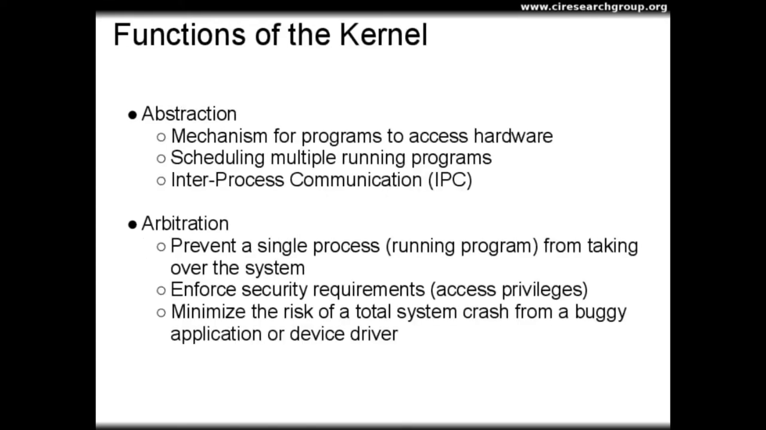A kernel provides two functions, the same two functions as any operating system. It provides abstraction and arbitration. The kernel provides abstraction in the sense that it provides a mechanism for programs to access hardware, a way to schedule multiple programs on the system, and it provides some method for inter-process communication, or IPC, a way for programs to send messages to each other or send messages to hardware devices or out to the network.